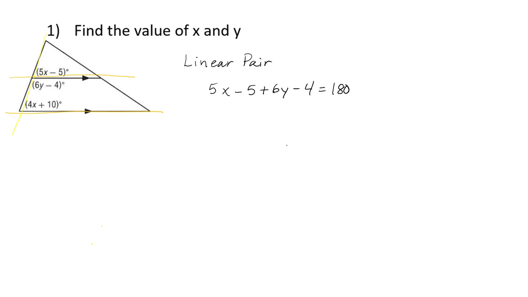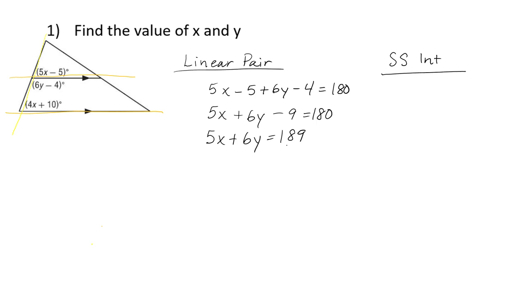If I simplify that a little bit, I have 5x plus 6y minus 9 equals 180. I can add 9. So I have an equation that involves x's and y's, and that's an important step, but I can't finish the problem with only one equation. So I need to have another equation in order to finish the problem. And I could use same side interior angles, which are also supplementary, to make another equation.